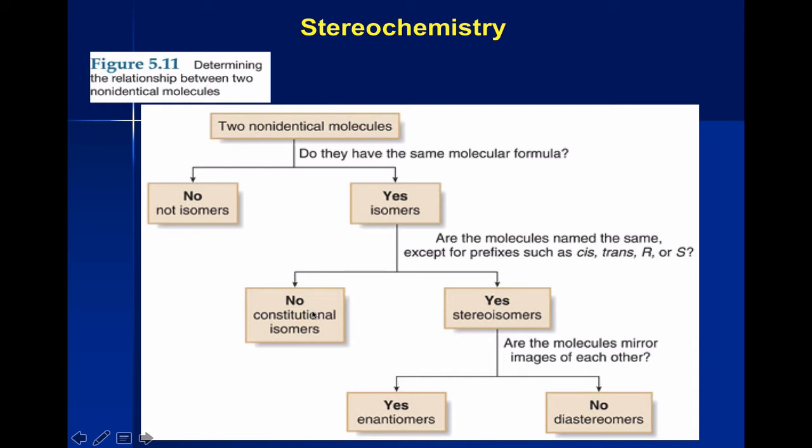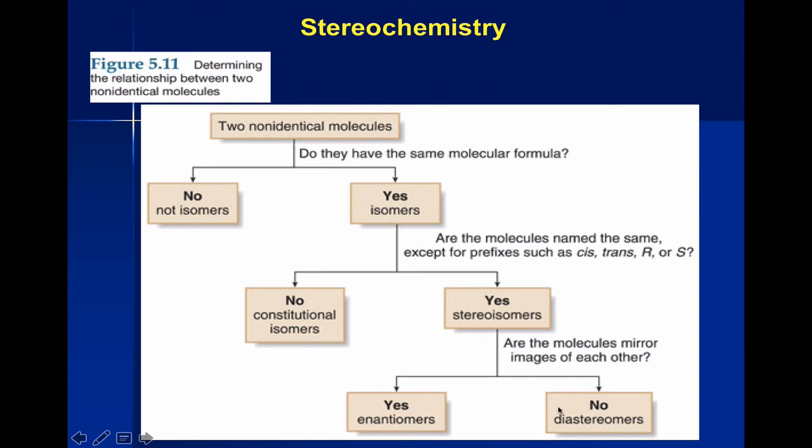Like the difference between 3-methylpentane versus 2-methylpentane. Those have very different names. Those are constitutional isomers. However, for example, (R)-2-fluorohexane versus (S)-2-fluorohexane, they have the same name except for this prefix business in terms of cis, trans, R, and S. And so if the answer there is yes, then they're stereoisomers. Then you ask yourself, are the molecules mirror images of one another? And if the molecules are mirror images of one another, then they're a pair of enantiomers. If the answer to that is no, then they are diastereomers.